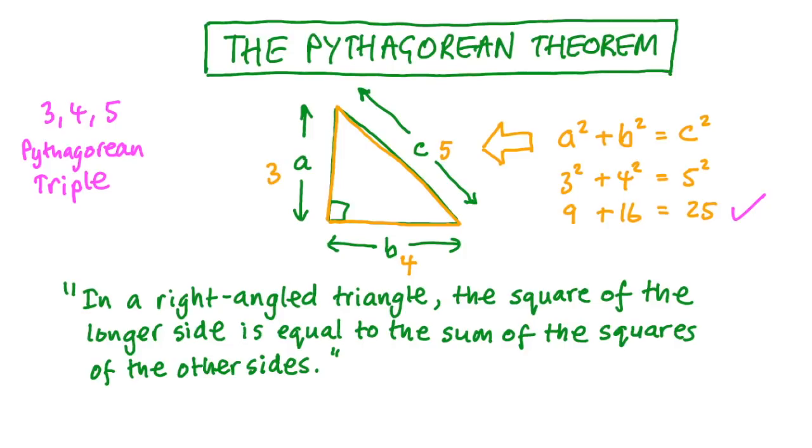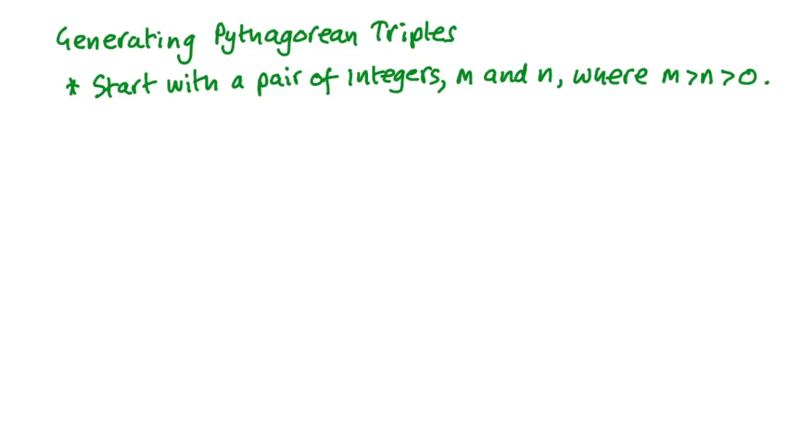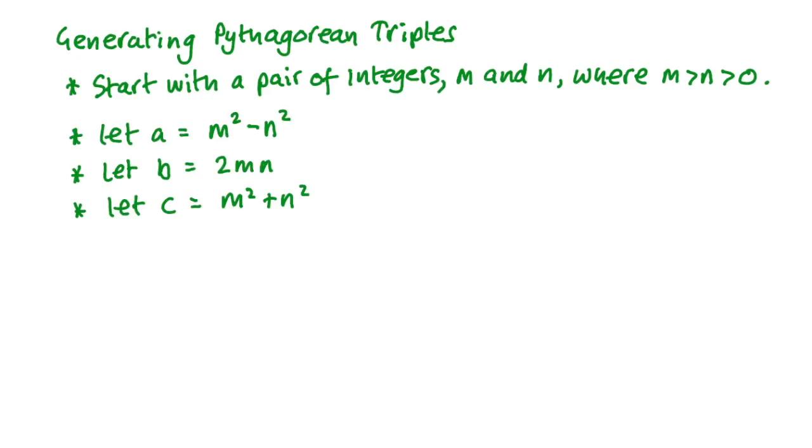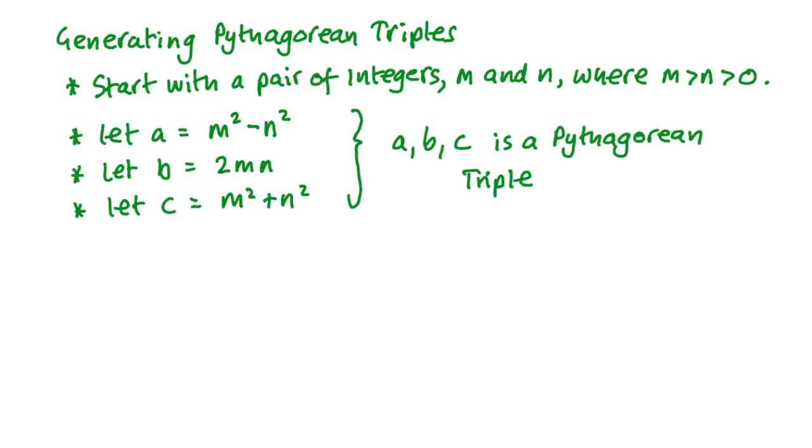In fact, there are an infinite number of Pythagorean triples, and there's even a nice little method to generate them. Start with a pair of integers m and n, where m is bigger than n and n is bigger than 0. Then let a equal m squared minus n squared, b equal 2 times m times n, and c equal m squared plus n squared. Then a, b and c will be a Pythagorean triple.